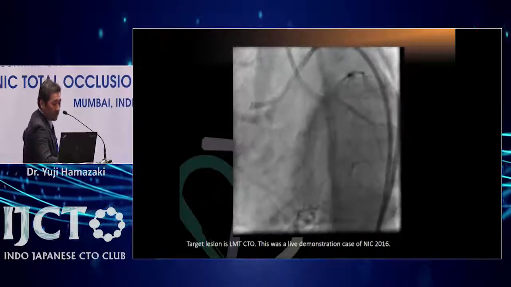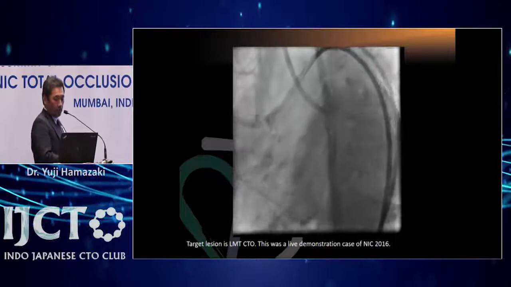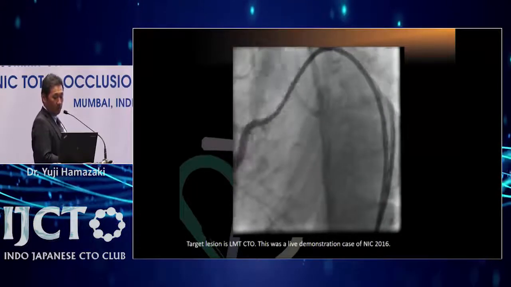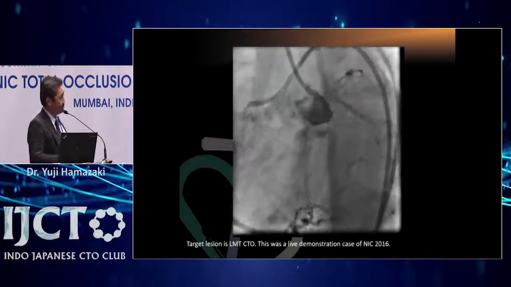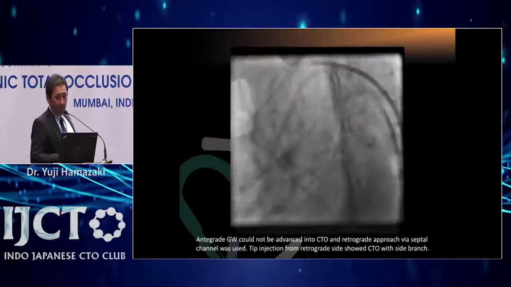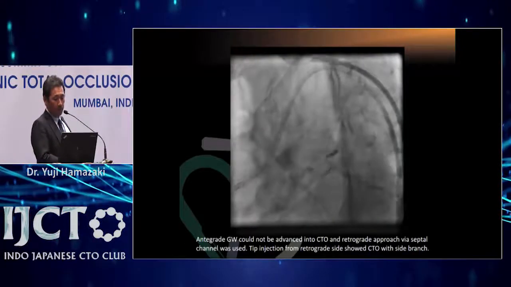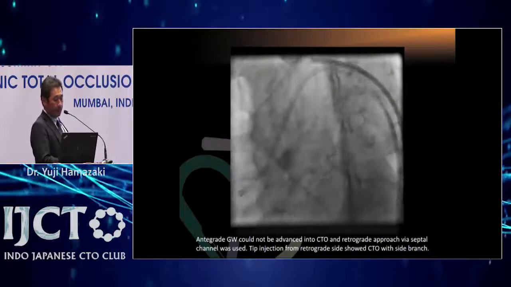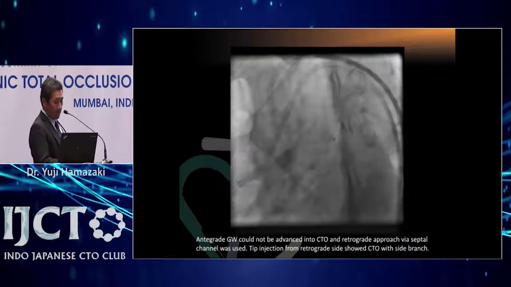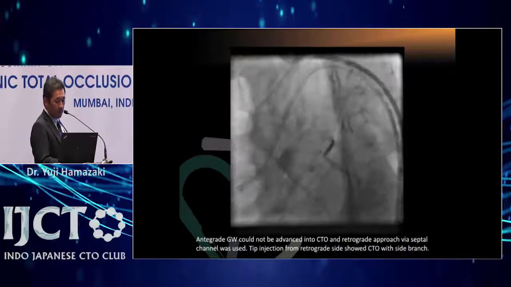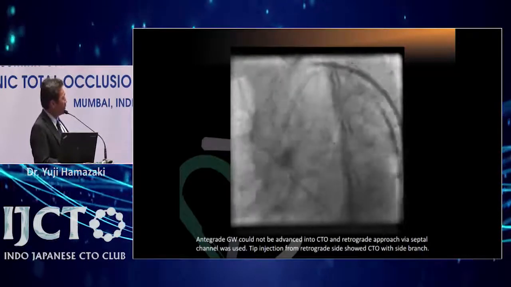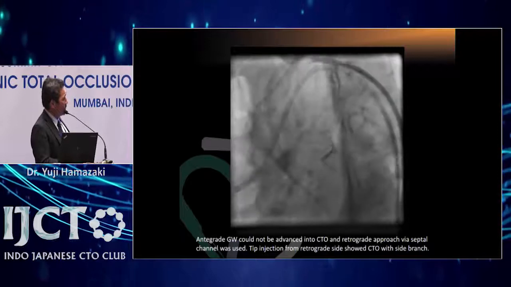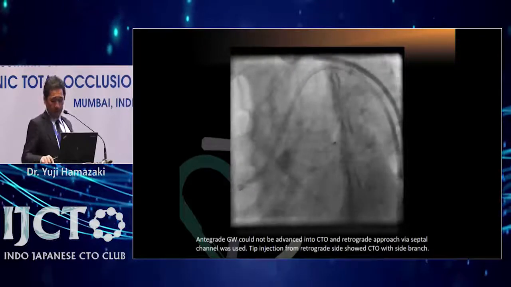This target region is LMT CTO. This was a demonstration case of NIC last year. The antegrade guide wire could not be advanced into the CTO, and a retrograde approach by septal channel was used. Chip injection from the retrograde side showed the CTO with a side branch from the retrograde side, like this.